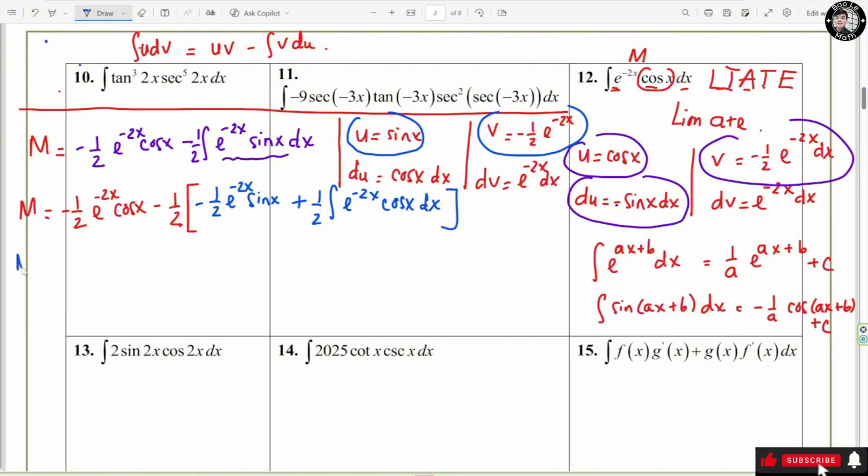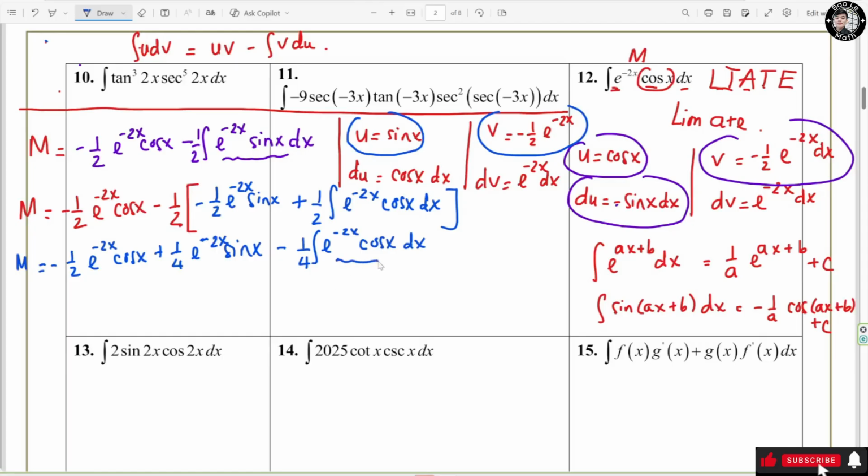Now m equals negative 1/2 e to the negative 2s cosine s. Distribute negative 1/2, so it will be plus 1 over 4 e to the negative 2s sine s, right? Minus 1 over 4, right? E to the negative 2s cosine s ds, right?